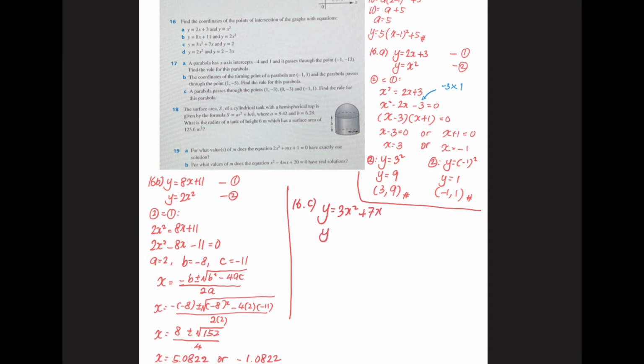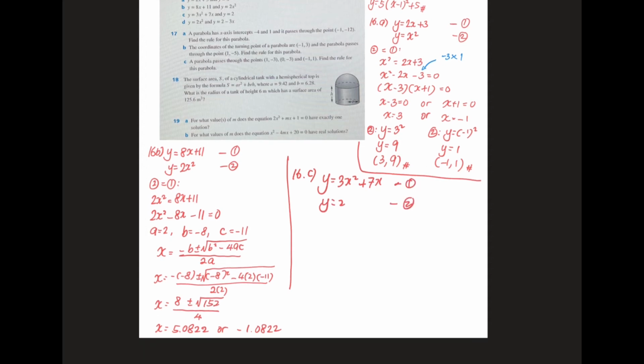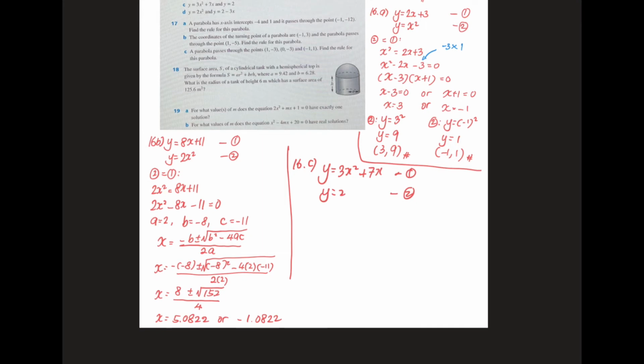16c. So we have y equal to 3x squared plus 7x, and we have y equal to 2. So equation 1, equation 2. So let's say we let 1 equal to 2. So we will have 3x squared plus 7x equal to 2. 3x squared plus 7x minus 2 equal to 0. Okay, we have this then.